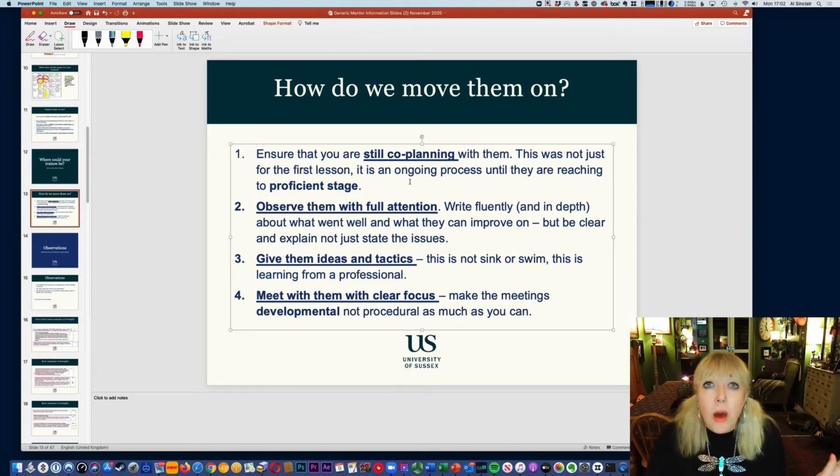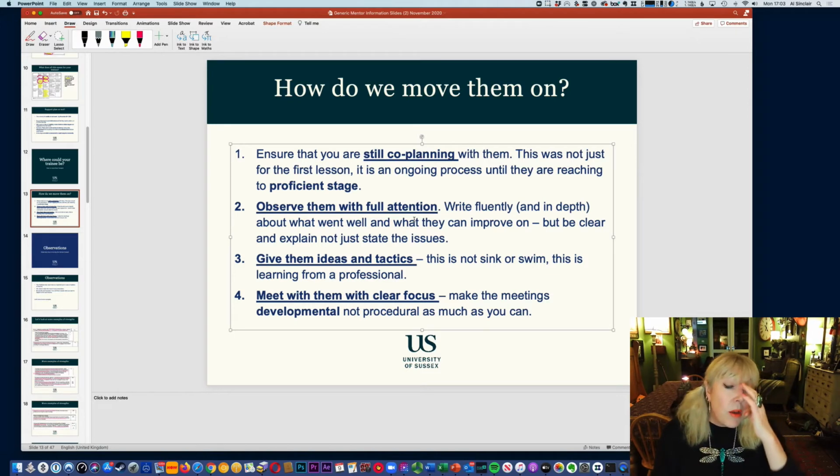Now, you should still be co-planning. If you don't co-plan with them, we're not modelling what lesson planning looks like. Now, we can go so far at uni. We show them the forms, we guide them in lesson planning every single Friday. We're weaving in pedagogic techniques. But actually structuring a plan for your kids is really very much to do with the mentor and the trainee. It's not really something we can support them with. So co-planning with them, absolutely essential until they can do it on their own and all you're doing is just checking. The other way we move them on is observing with full attention. So we're very much present when we're observing them. We write fluently, we write in depth.